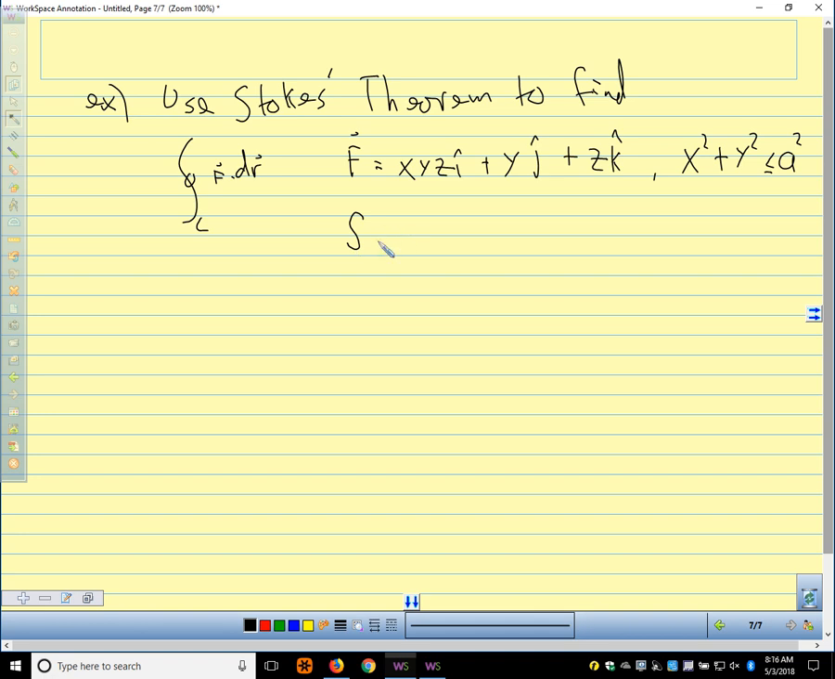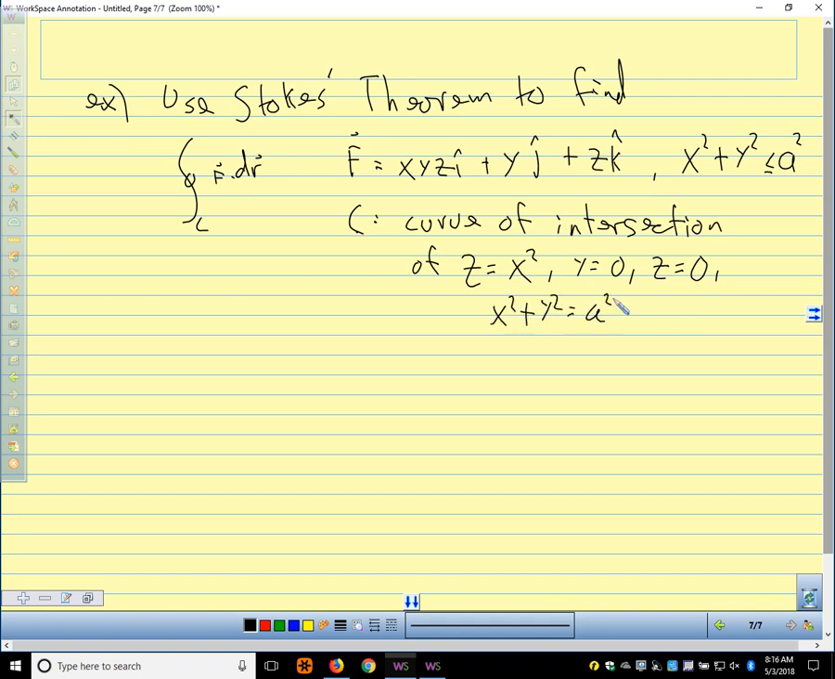Our surface, well, let me do it this way. C is the curve of intersection of z equals x squared, y equals 0, z equals 0, and x squared plus y squared equals a squared in the first octant. So C is that curve of intersection.